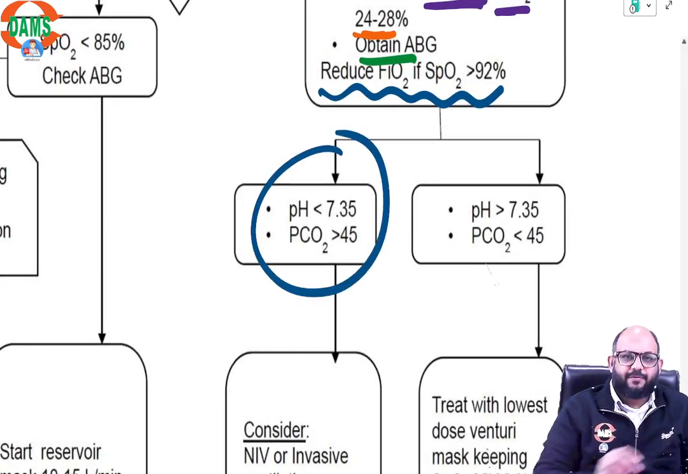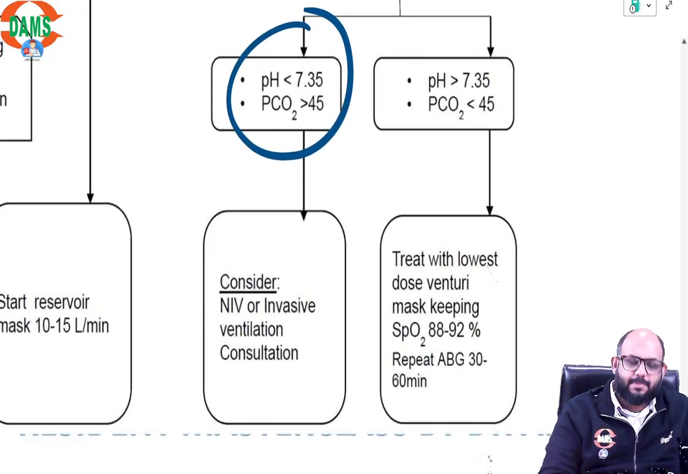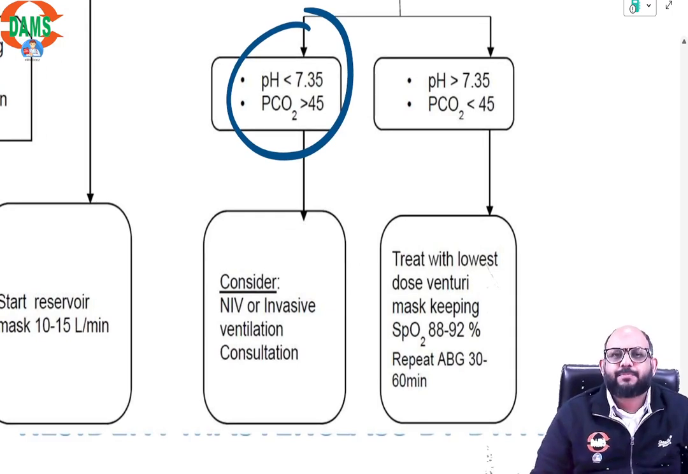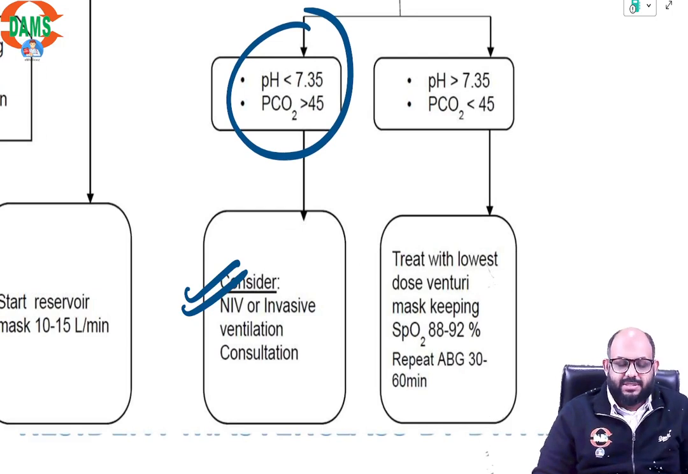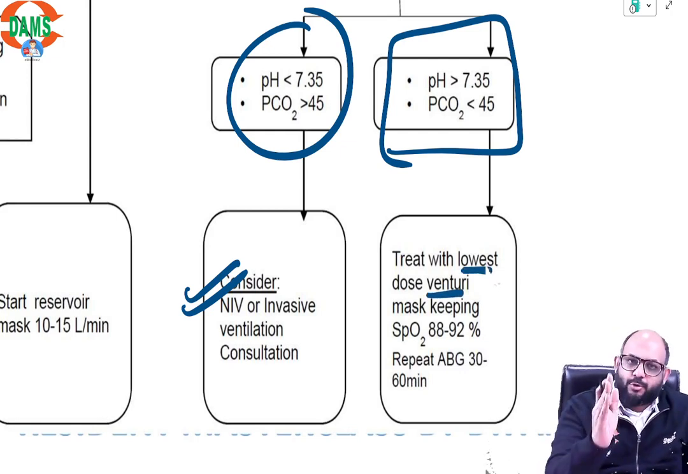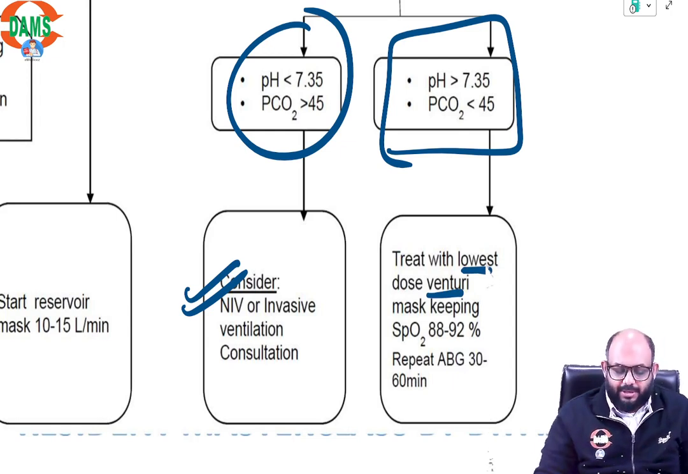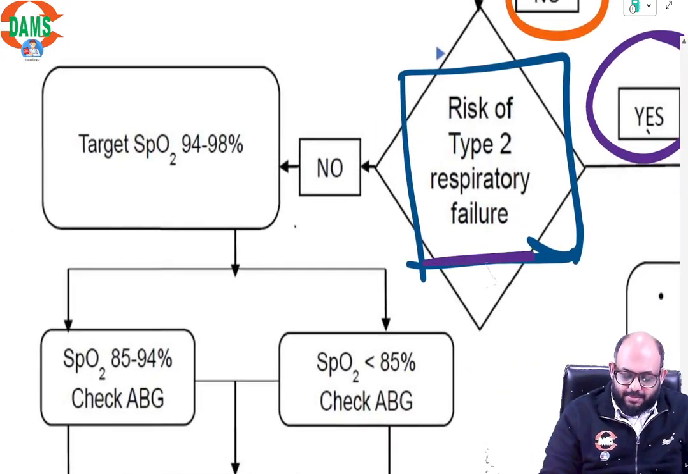Then check for ABG. If ABG is showing acidosis, pH less than 7.35, PCO2 more than 45, that means the patient is not improving on this Venturi mask. So you will consider NIV or invasive ventilation. But if the patient is normal, pH more than 7.35, PCO2 less than 45, that means you will use a Venturi mask with the lowest FiO2 to keep the SpO2 between 88 to 92% and keep repeating the ABG every half an hour or 1 hour. This is when there is a risk of type 2 respiratory failure.